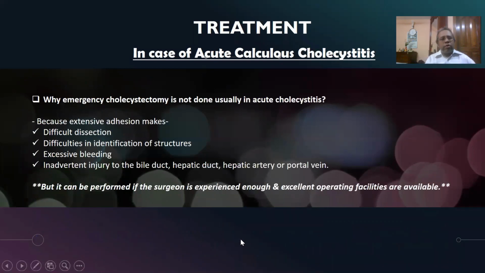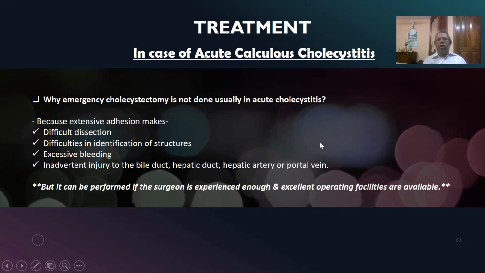In case of acute calculus cholecystitis, why emergency cholecystectomy is not done usually in acute cholecystitis? Because extensive adhesions makes difficult dissections, difficulties in identification of structures, excessive bleedings, inadvertent injury to the bile duct, hepatic artery, and portal vein. But it can be performed if the surgeon is experienced enough and the operation tool machineries are good, image system are available.